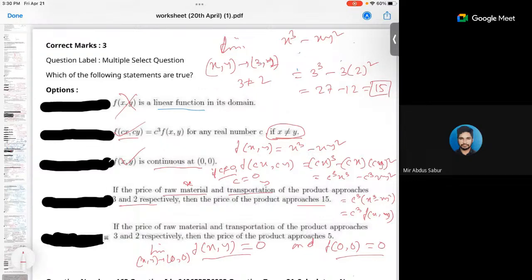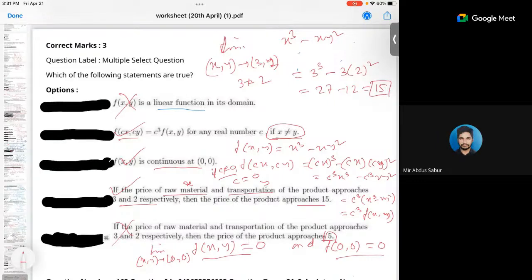So this option is correct, since this is 5, this is 12. Anyhow, does anyone have any doubt on this question? Hello, can you do the fourth option again? Okay.